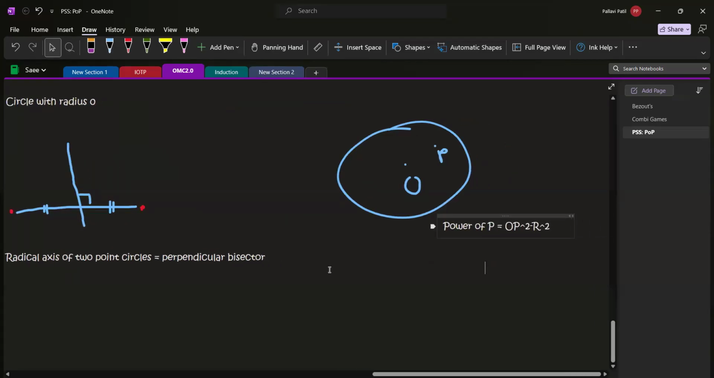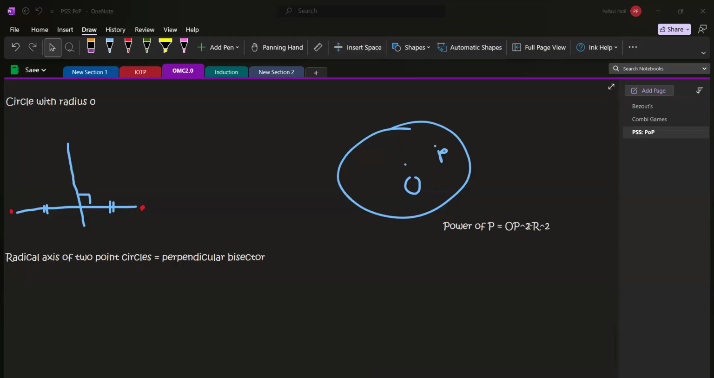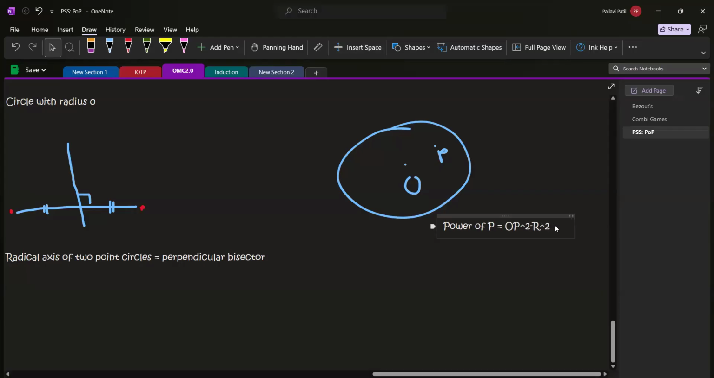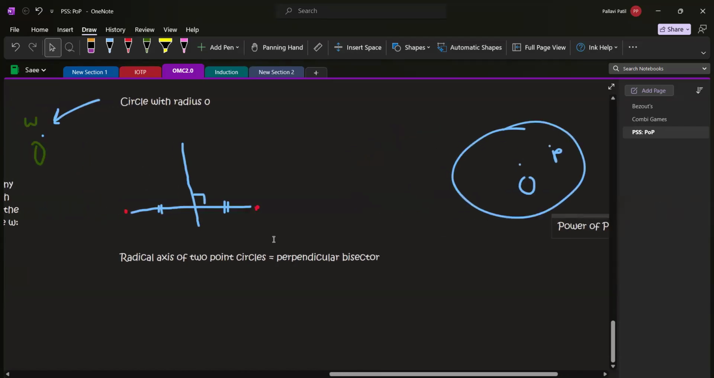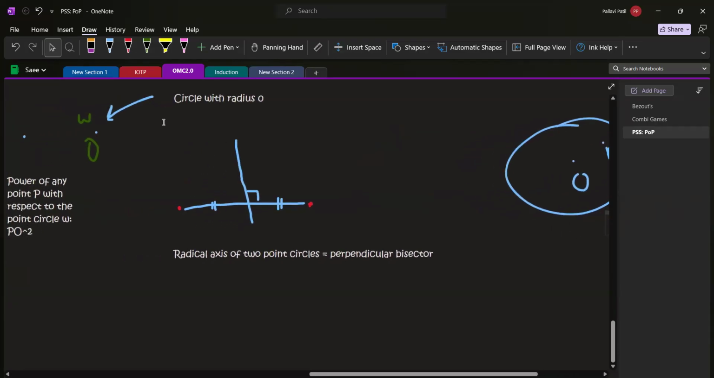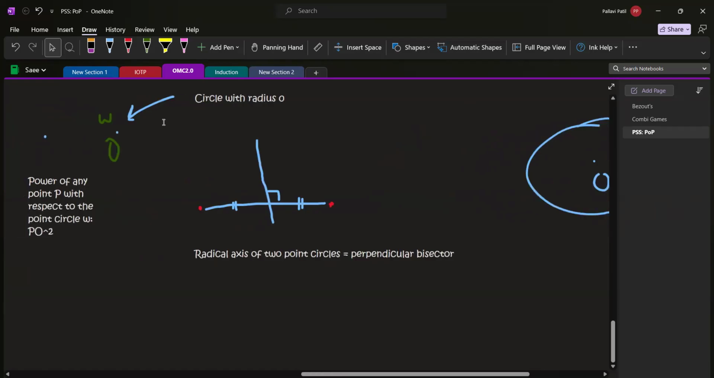So now we just plug in. A point circle is basically a circle with radius 0. So it's just a point, but you're kind of scamming into considering it as a circle with radius 0. Since the radius is 0, the power of a point with respect to a point circle is just going to be the distance between the 2 points squared. That makes a little bit of sense. And also hopefully you'll see why point circles are useful.